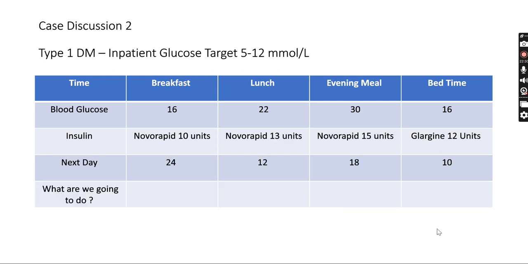Let's see what happened next day. This is the next day glucose. After increasing to this new regime, the next morning the patient wakes up with glucose higher than the previous day before you changed the dose. That means that this glargine seems not to be covering this breakfast. So are we going to increase this glargine further or not? The other pre-lunch, pre-evening meal, and pre-bedtime glucose seems to be getting better with the new treatment regime. The problem is how to tackle this breakfast hyperglycemia.